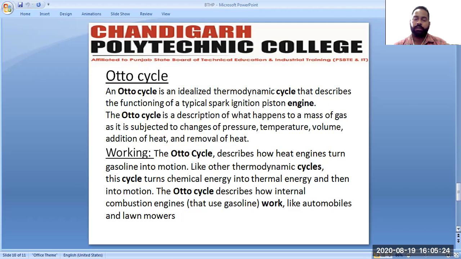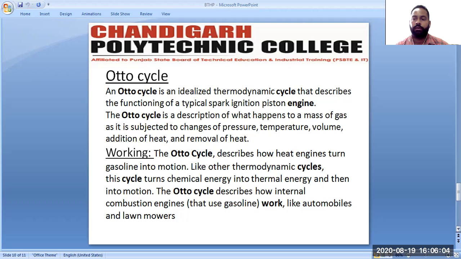My next topic is Otto cycle and diesel cycle. First is Otto cycle, which is based on petrol engine. The Otto cycle is an idealized thermodynamic cycle that describes the functioning of a typical spark ignition piston engine. The Otto cycle is a description of what happens to a mass of gas as it is subjected to changes of pressure, temperature, volume, addition of heat, and removal of heat. In Otto cycle, our ignition member is spark plug.